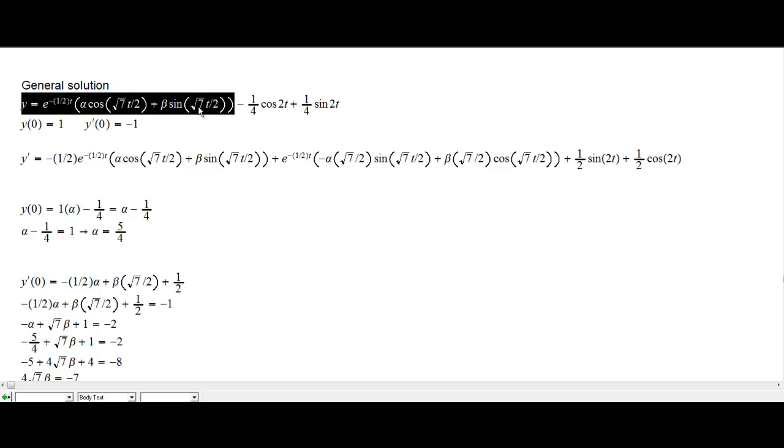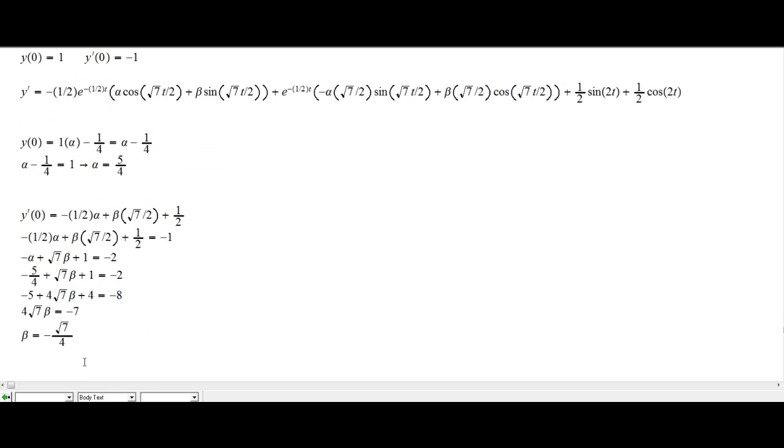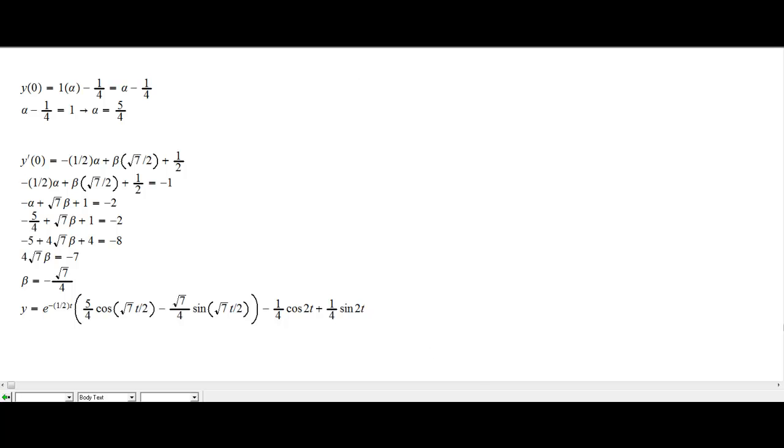So finally, our solution will be what? Just plug in the alpha. Okay, so we got 5/4, and then here we got negative square root of 7/4, right? Let's check the solution in two different ways.